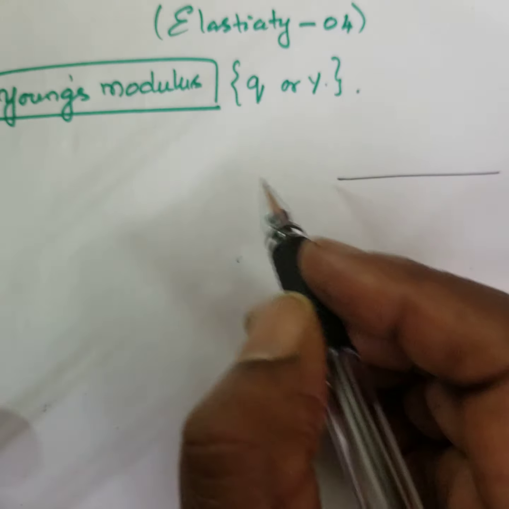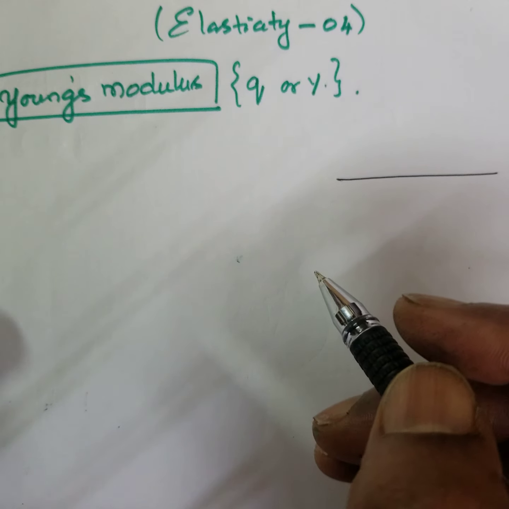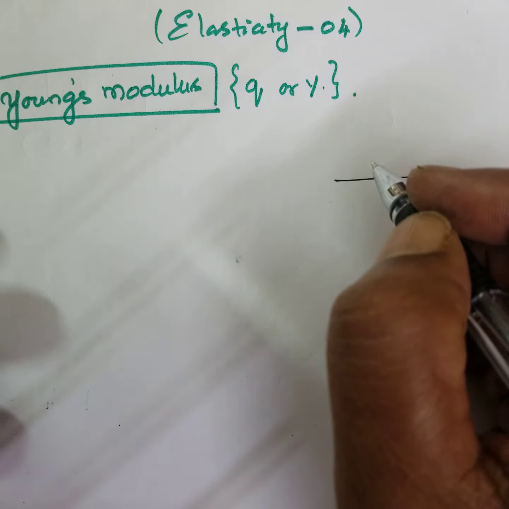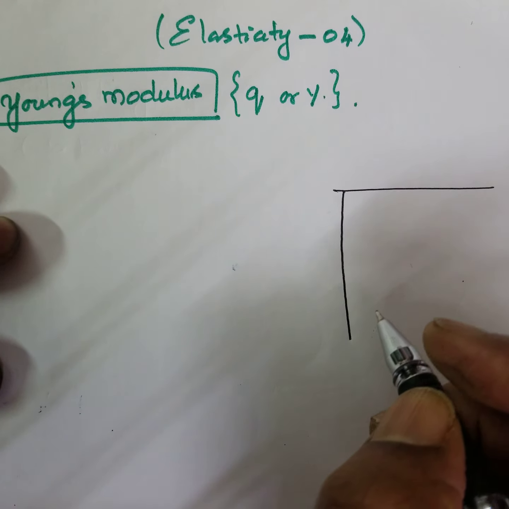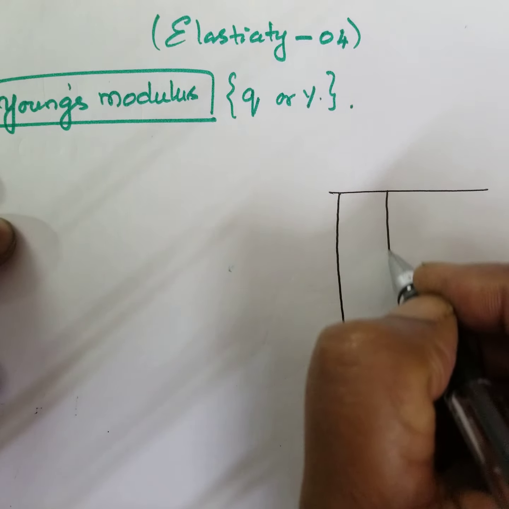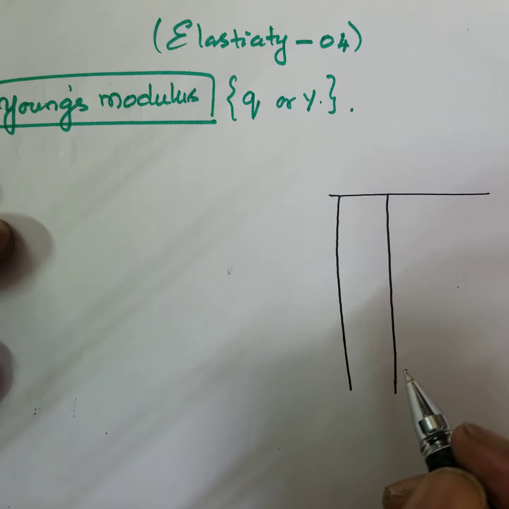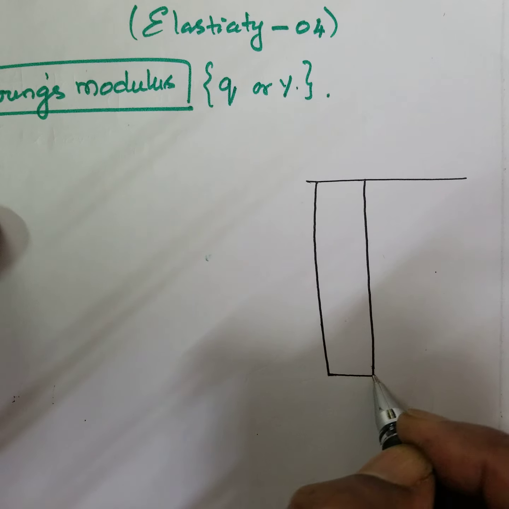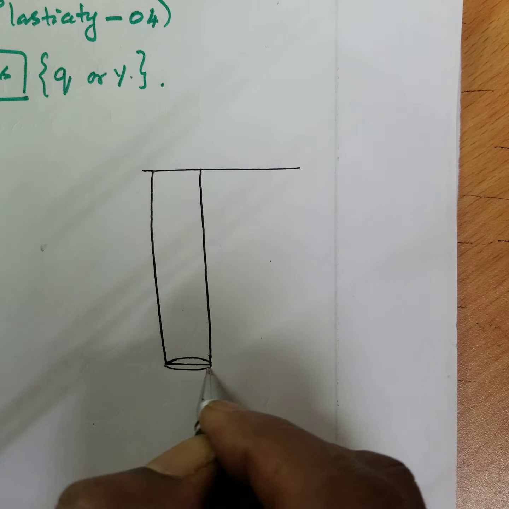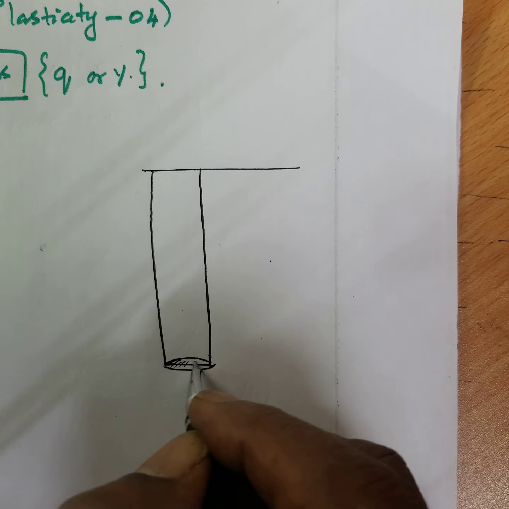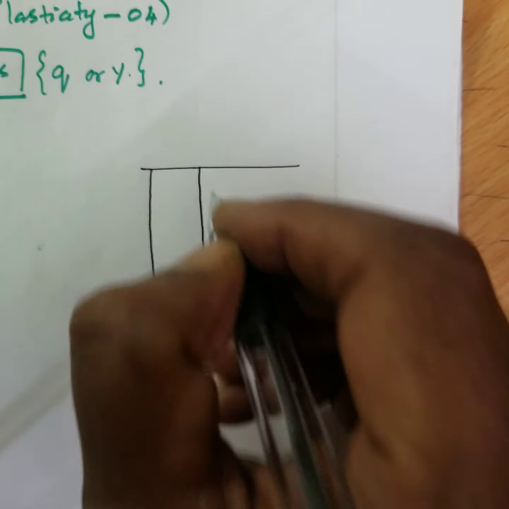Today I'll discuss what is Young's modulus and related problems connected to that. Let one end of a wire, this is a long wire, I am magnifying it. This is a wire and this is the area of cross section. A is the area of cross section. This is the original length.